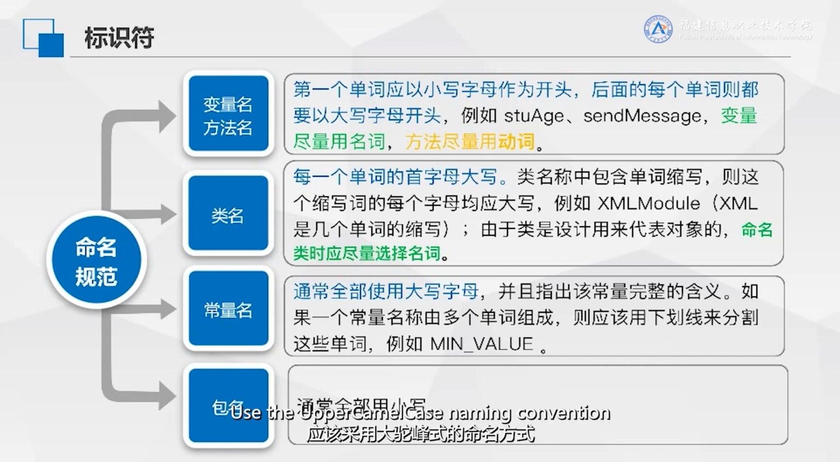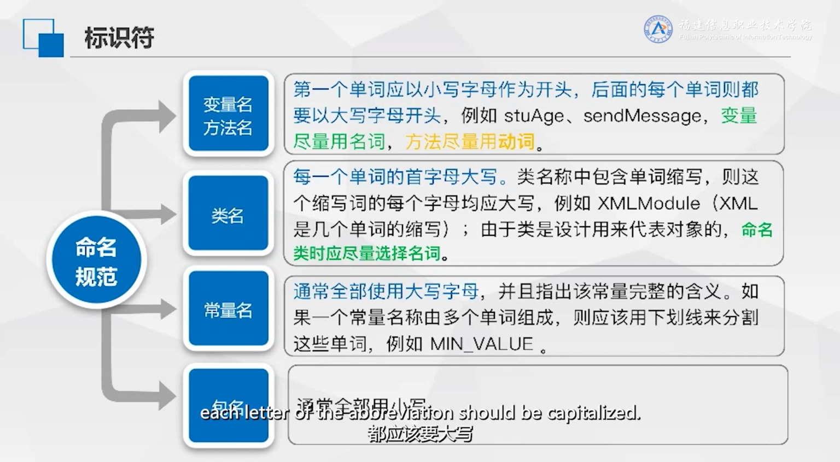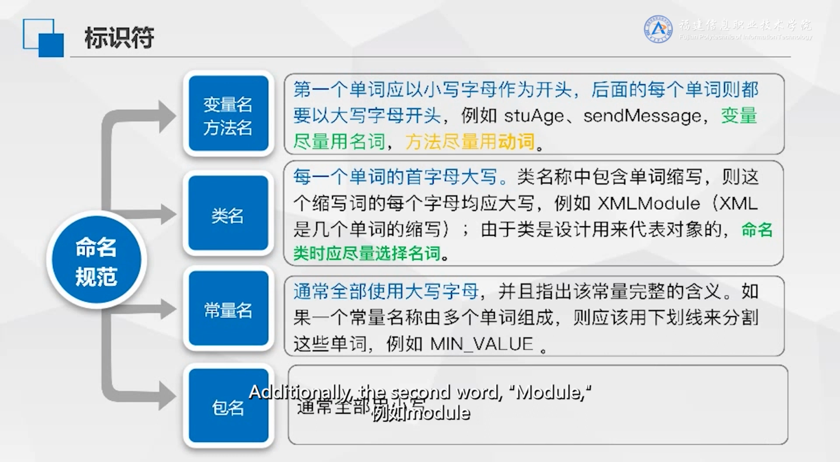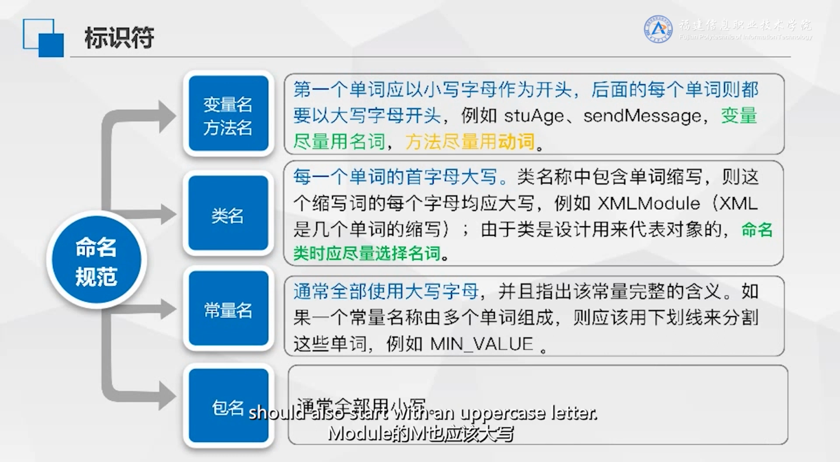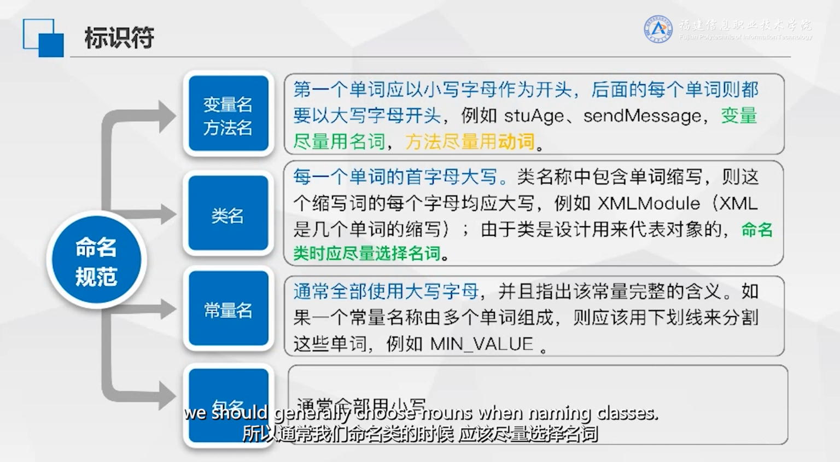Naming classes. Use the Pascal case naming convention, where each word's first letter is capitalized. Handling abbreviations in class names. When a class name contains abbreviations, each letter of the abbreviation should be capitalized. For example, in the case of XMLModule, XML is an abbreviation consisting of multiple words, so all the letters should be in uppercase. Additionally, the second word, Module, should also start with an uppercase letter. Since classes are designed to represent objects, we should generally choose nouns when naming classes.